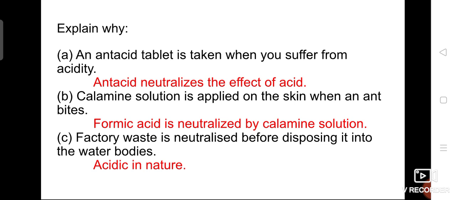Third one, factory waste is neutralized before disposing it into the water bodies. Why? Because the waste is acidic in nature. Without neutralization, if that factory waste directly enters the water bodies, the living organisms, aquatic organisms, fishes, water plants, so many organisms are present, no? They will consume these acidic wastes and they may also get affected. For that reason, factory waste is neutralized before being disposed into the water bodies.